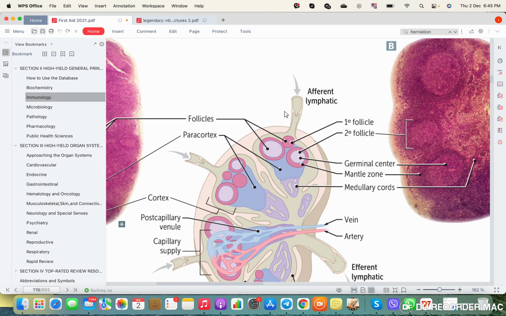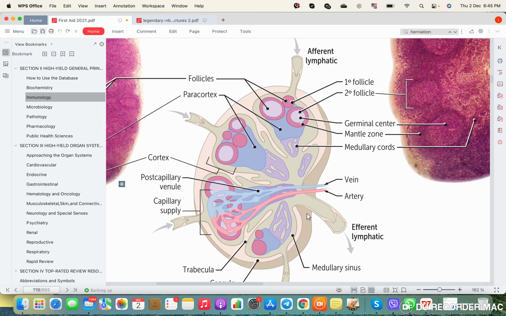Let's speak about this again, the structure of the lymph node. You have your afferent lymphatics. Now we are inside of the cortex, the outer portion. So if you get a question, where are the follicles located? Are they in the cortex or in the medulla? It will be inside of the cortex. So the follicles are located inside of the cortex, and all of your follicles are inside of the cortex.